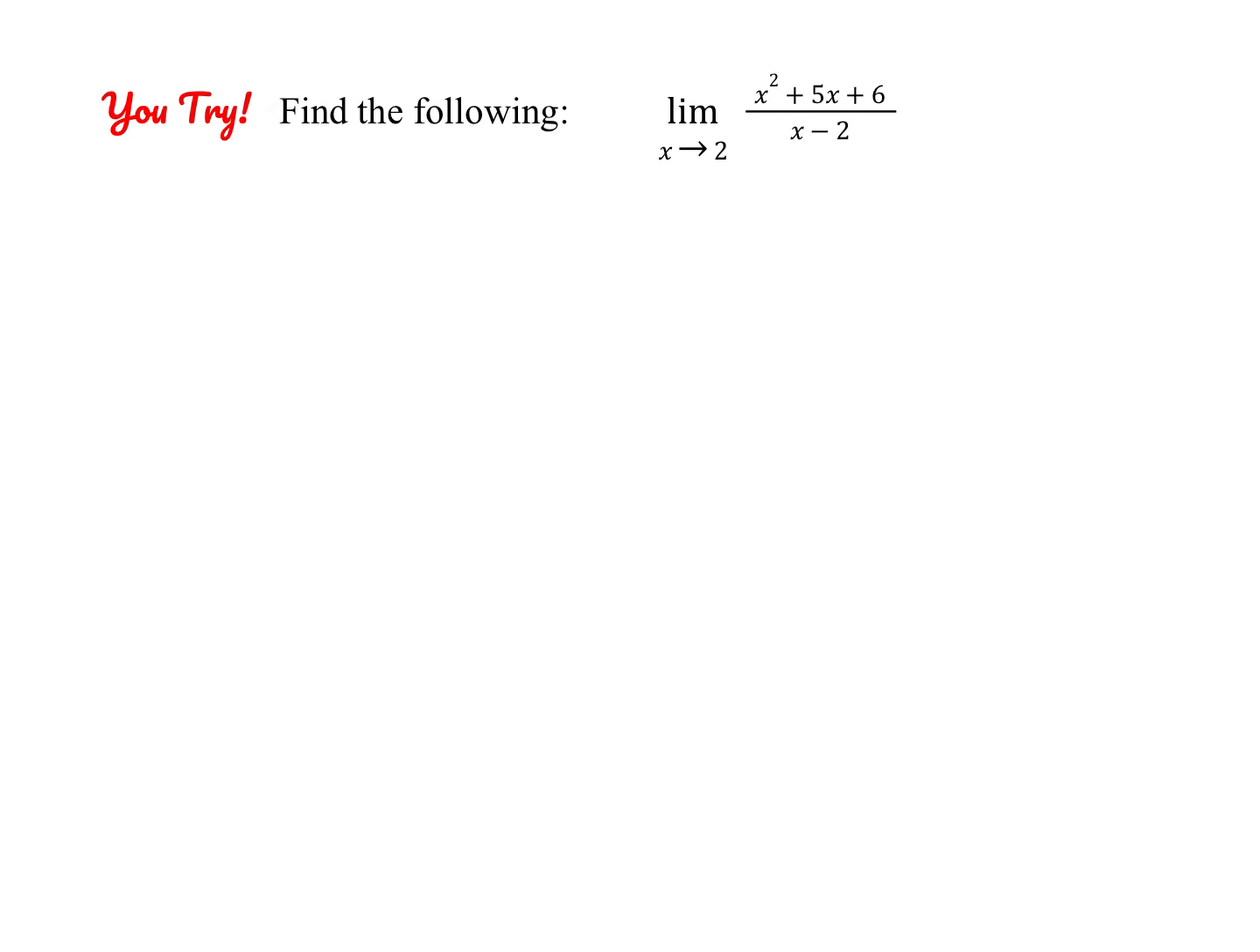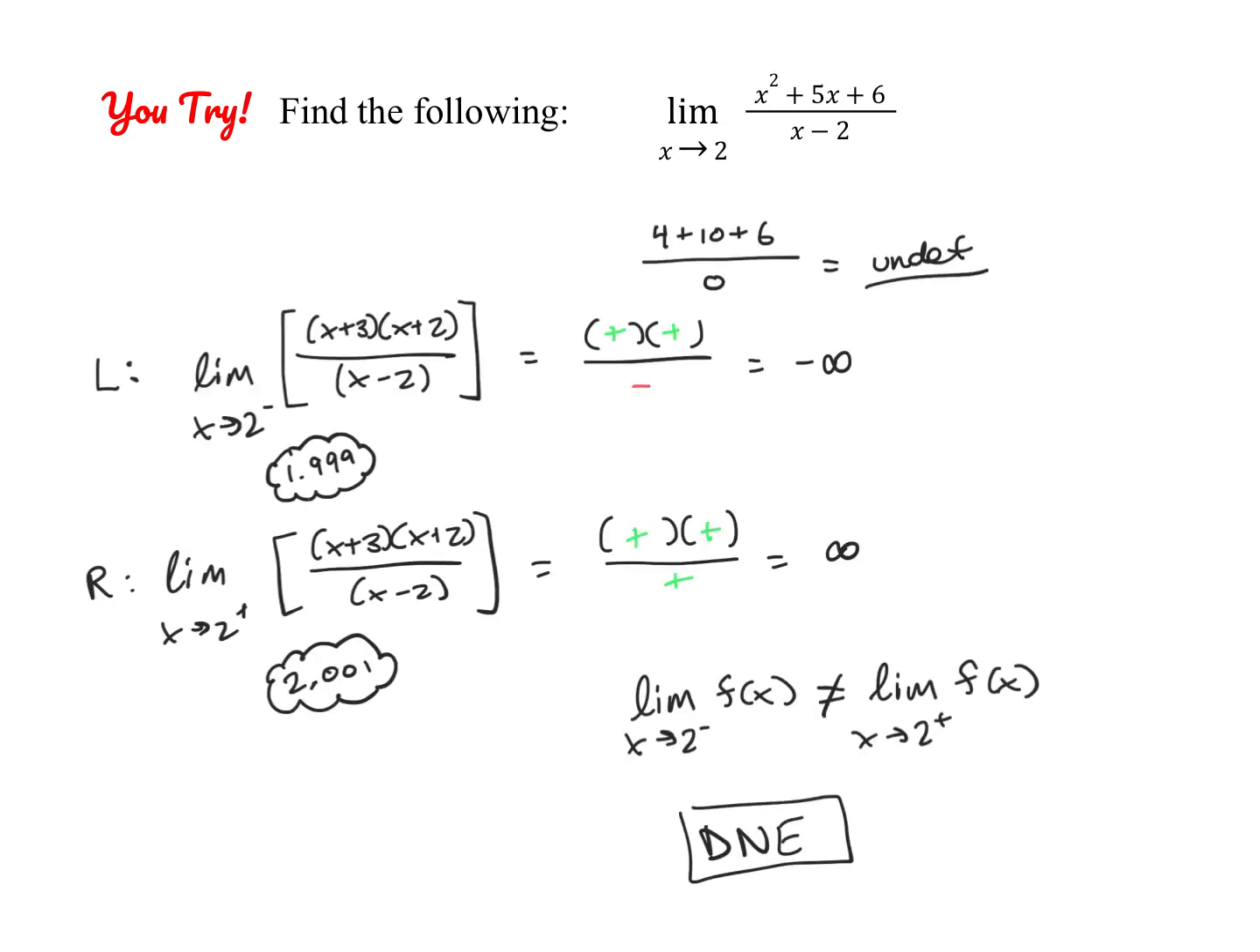All right, so go ahead and pause the video and give this one a try on your own. All right, so you can see here that since we have the undefined answer with direct substitution, I found the limit as x approaches 2 from the left and the limit as x approaches 2 from the right. These are the values that I was kind of using to do my sign analysis. And what I found was that the limit as x approaches 2 from the left was -infinity, but from the right it was positive infinity. So that means that the overall limit does not exist.